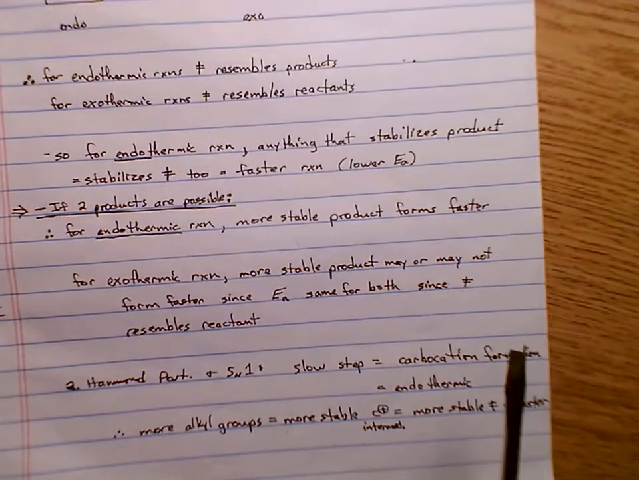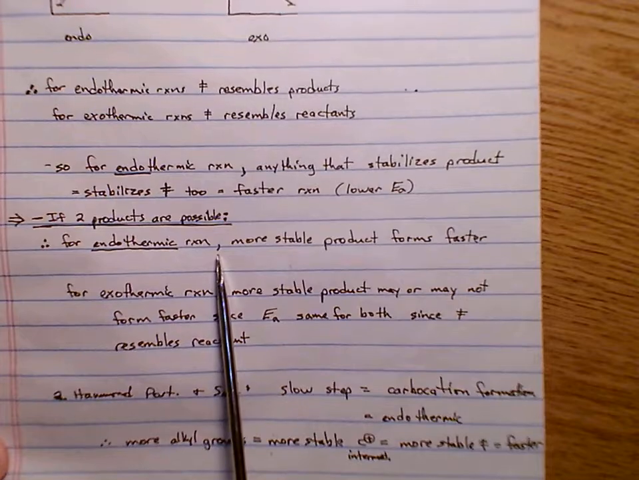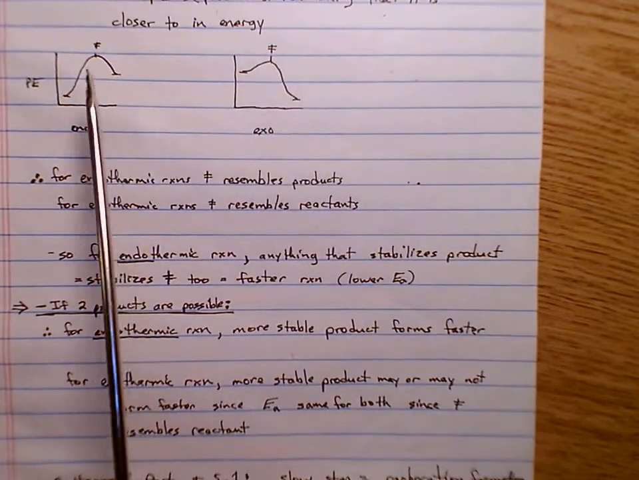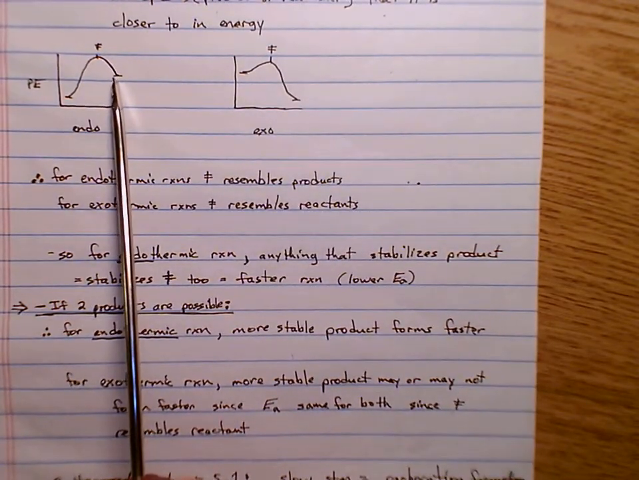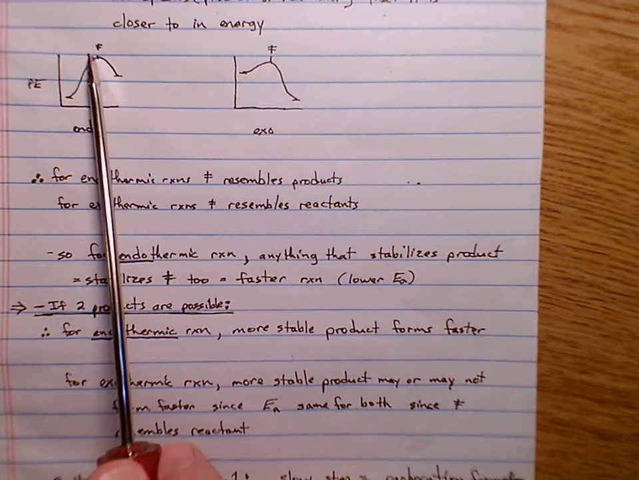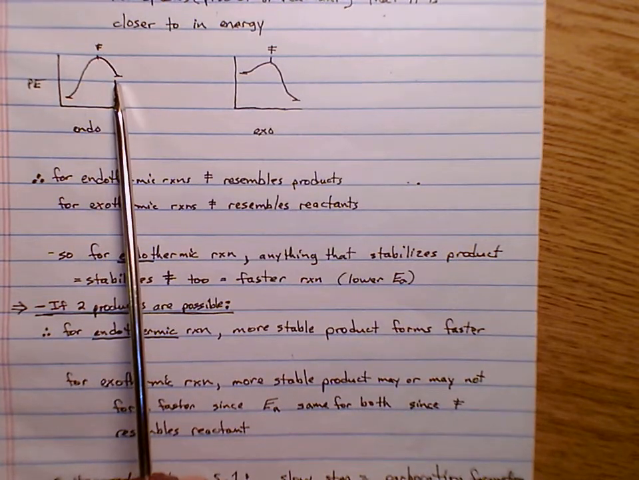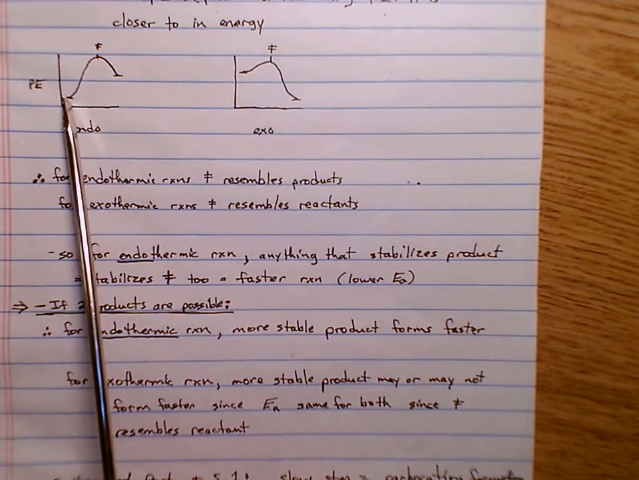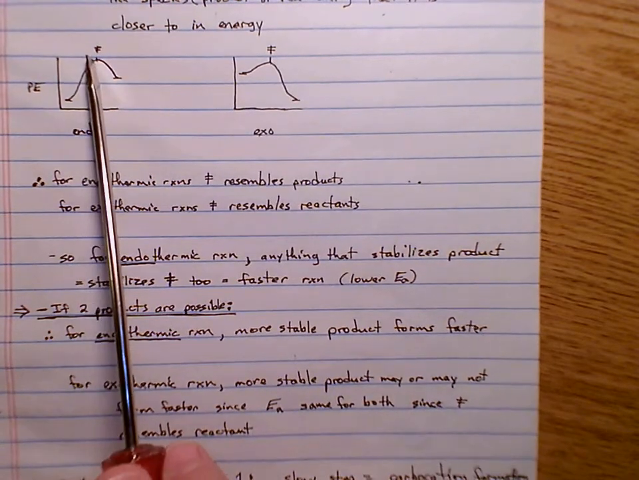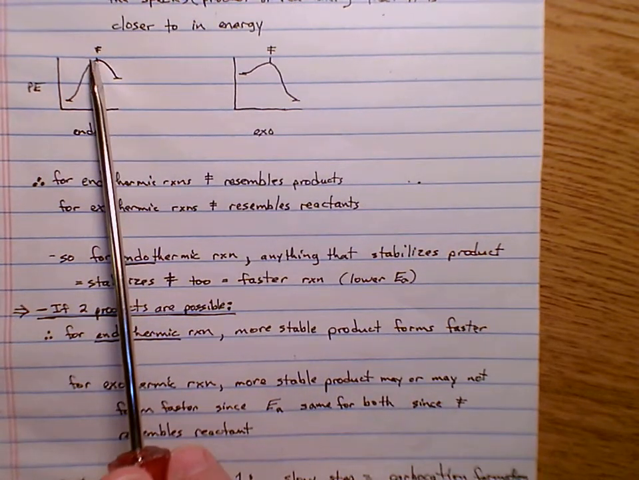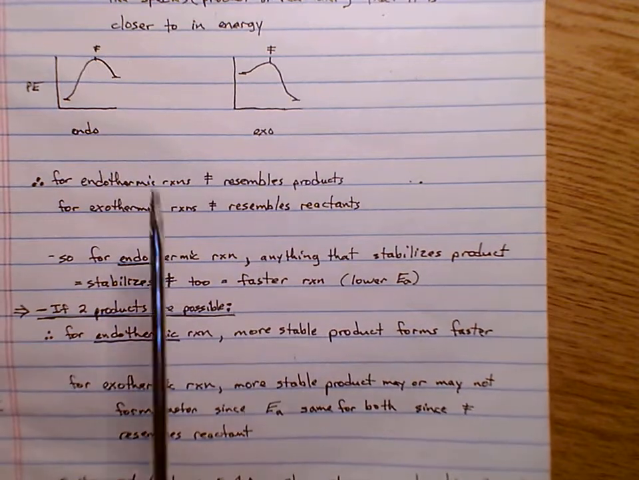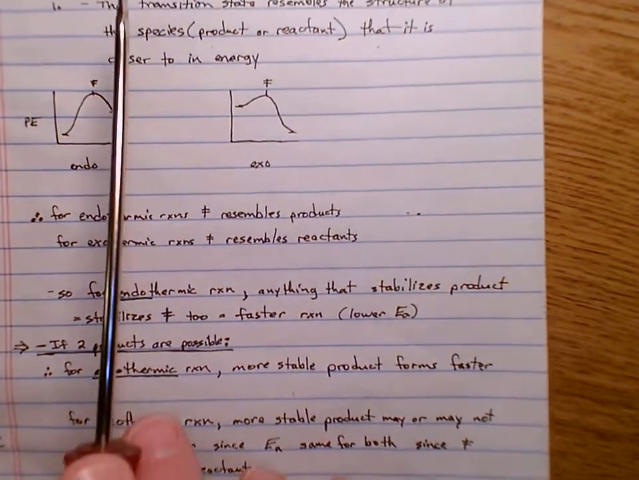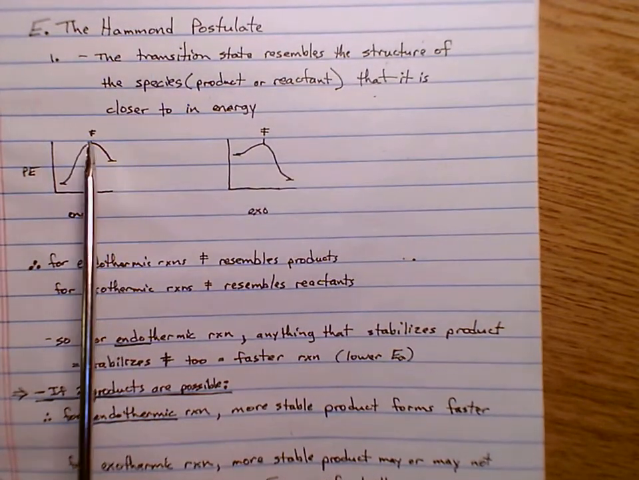So what that means is, since it's an endothermic reaction, if this was our carbocation intermediate, our transition state looks more like a carbocation than it does a tertiary alkyl halide. Our transition state looks a lot like a carbocation because it's closer to that in energy. That's what Hammond says. All right.